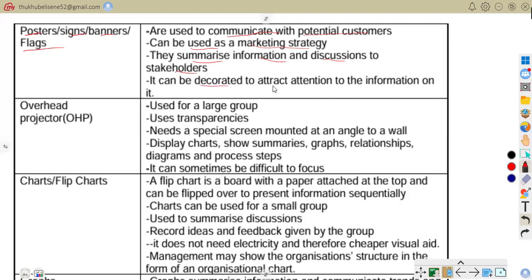It can be decorated to attract attention to information on it. So bright colors and designs make them noticeable. So that is that. Now let us come to the overhead projector.